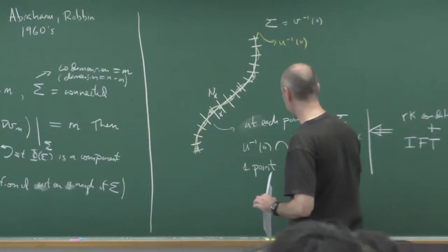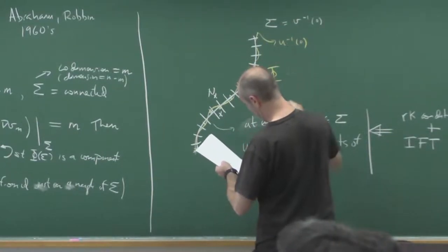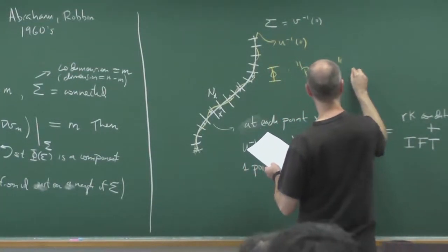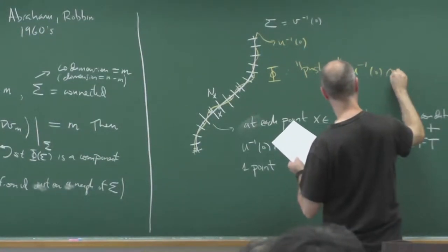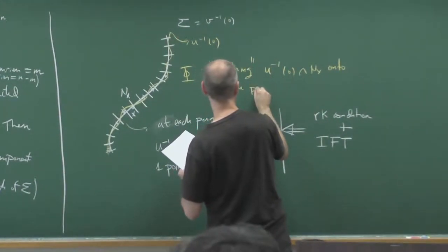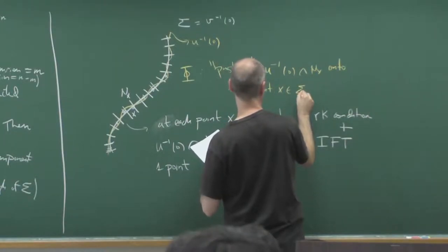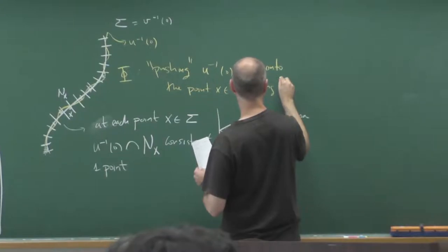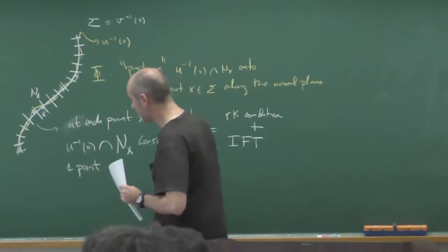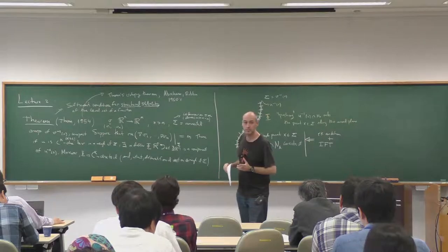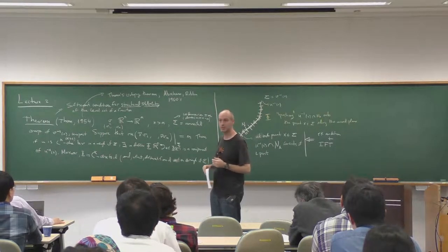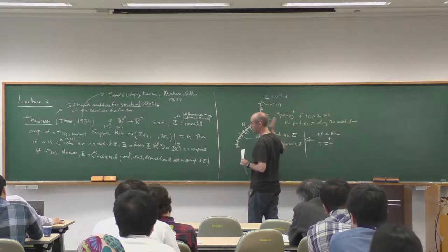And this is the diffeomorphism. So the diffeo phi is just essentially pushing this intersection onto the corresponding point along the normal plane. Something like this. So this is more or less the idea. I just wanted to explain this to you, just to show that actually it's a quite natural result. It's essentially an application of the implicit function theorem to this context.